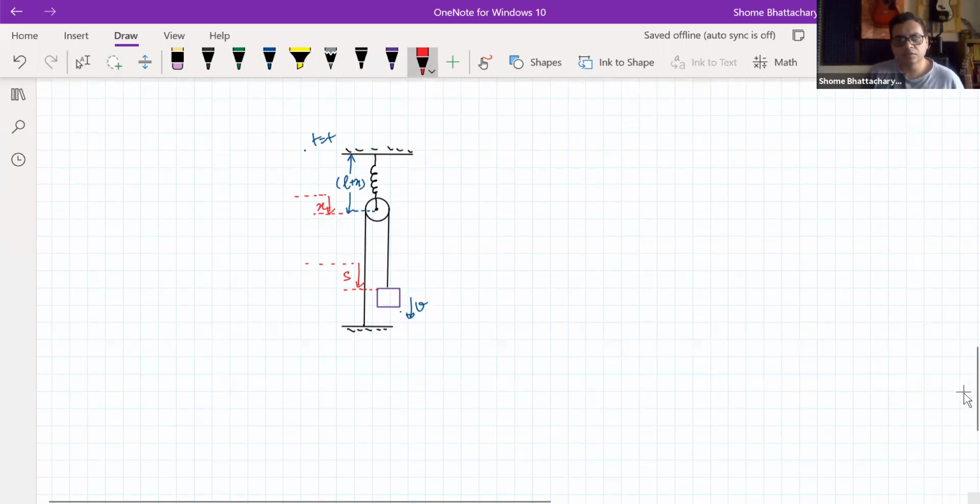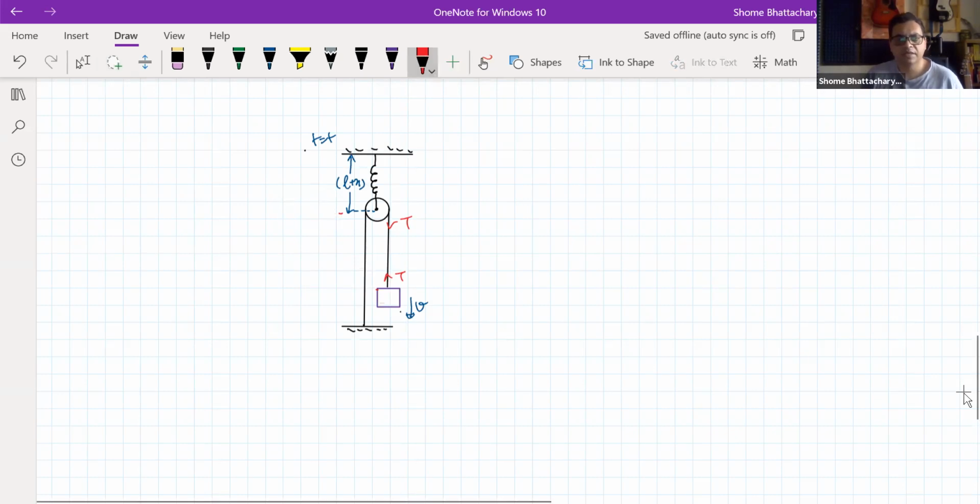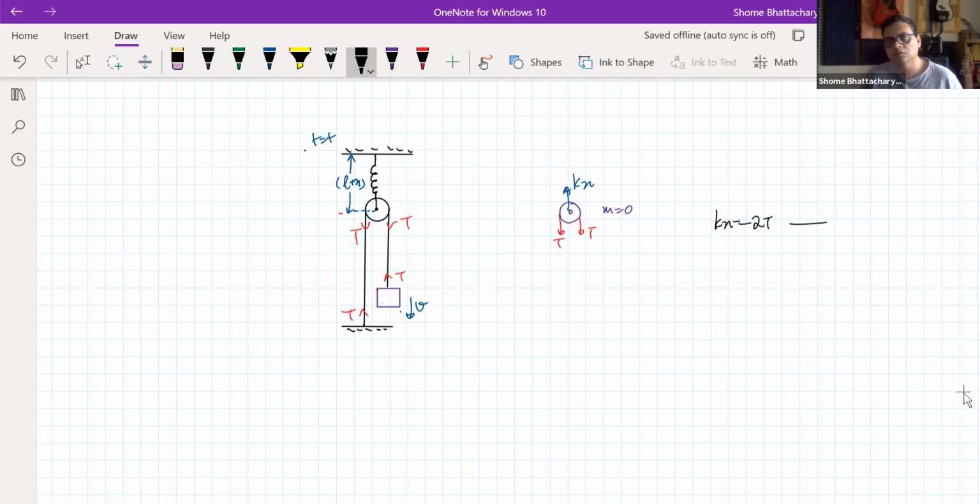So in this diagram, see that the tension at any point of time is such that, make the pulley's free body diagram, remember it's massless. Okay, so net force on the pulley should be 0. So the spring force acting from above, Kx, should be balanced by 2T. Okay. So Kx is equal to 2T. That's one thing. Okay.